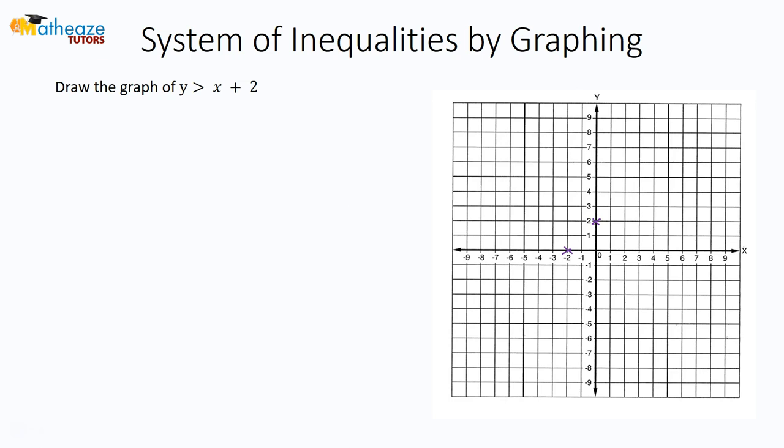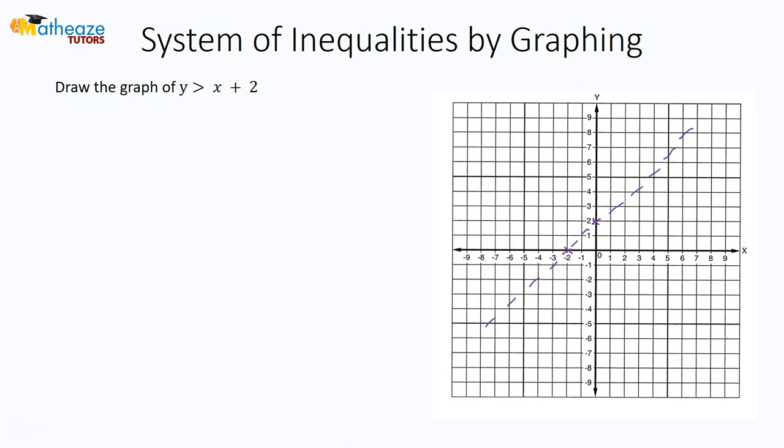Because we have greater than, we don't have an equal to, so I'm just going to go ahead and use broken lines here. And we want to find the region that satisfies this inequality. With linear inequalities, you're safe with this: if it's greater than, you shade above the line. If it's less than, you shade below the line.